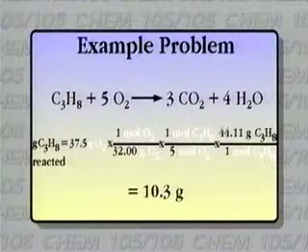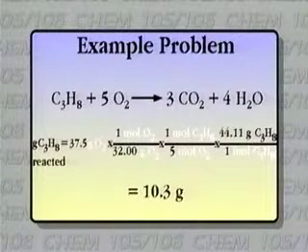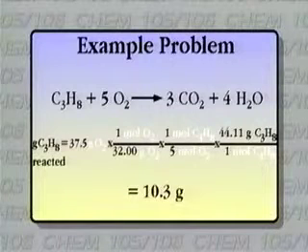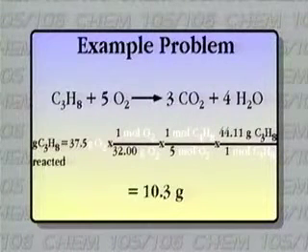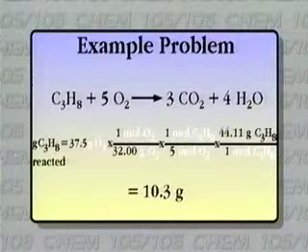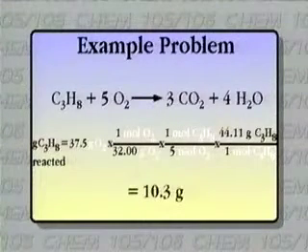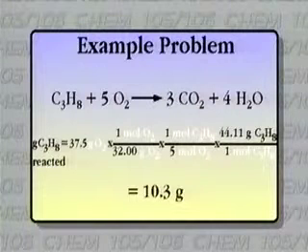So 37.5 divided by 32 divided by 5 and multiplied by 44.11. And we find that 10.3 grams of propane reacted.